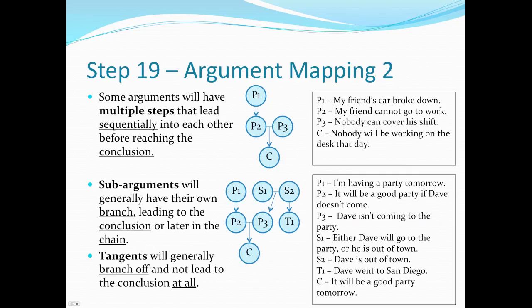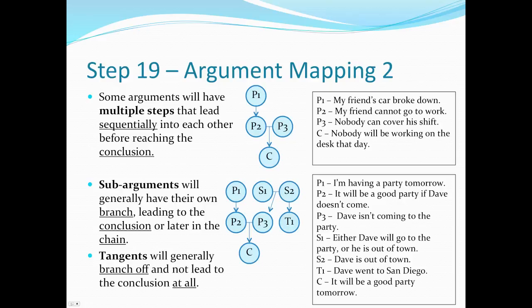Step 19. Argument Mapping 2. Some arguments will have multiple steps that lead sequentially into each other before reaching the conclusion. E.g., premise 1, my friend's car broke down. Premise 2, my friend cannot go to work. Premise 3, nobody can cover his shift. Conclusion, nobody will be working on the desk that day. Sub-arguments will generally have their own branch, leading to the conclusion or later in the chain. Tangents will generally branch off and not lead to the conclusion at all.